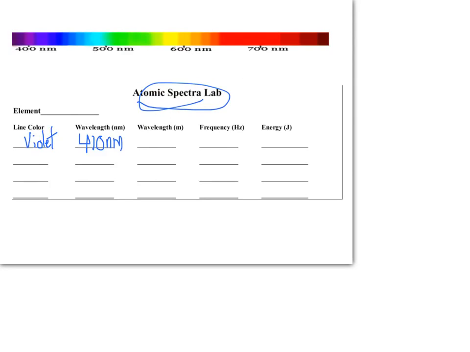So first, I have the wavelength in nanometers. I want to change it to meters. Remember back in chapter 3 when we did our metric conversions? That's what we're going to do here. I'm going to start with what I have, 410 nanometers, and multiply by a conversion factor. On the bottom, I'm going to put nanometers. On top, I'm going to put meters because that's what I want.